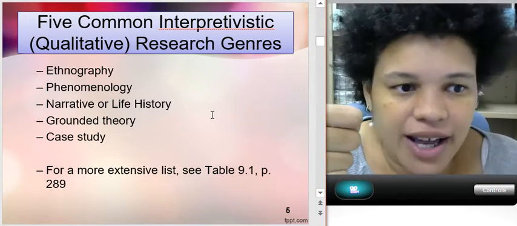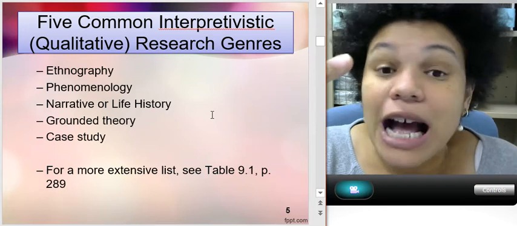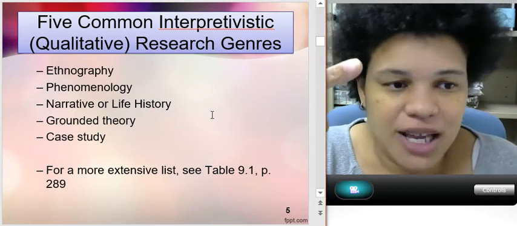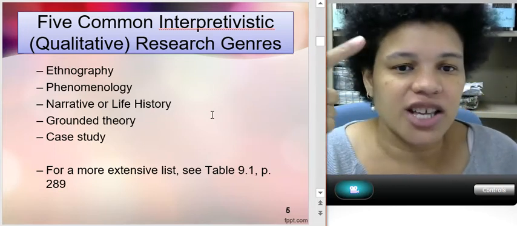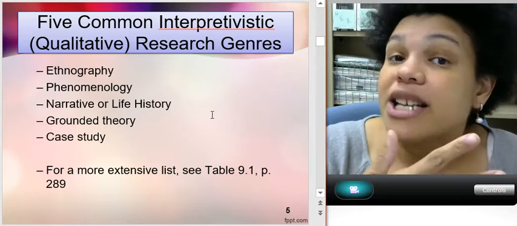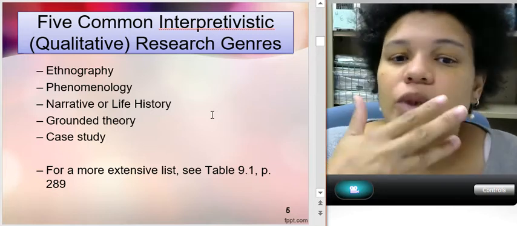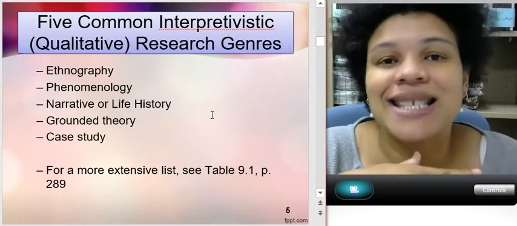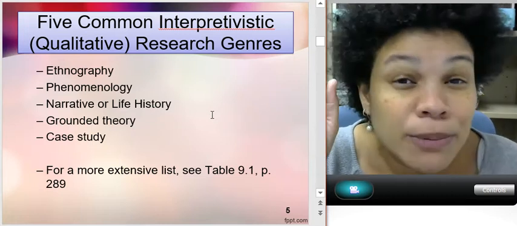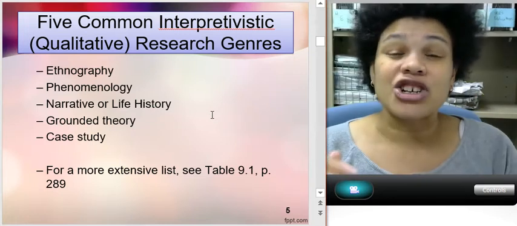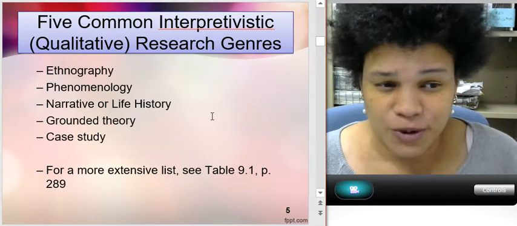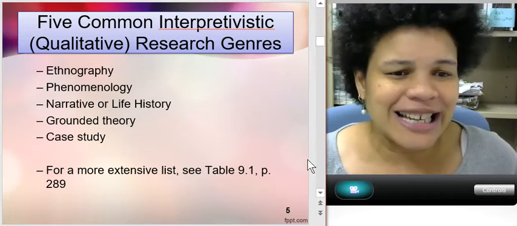Ethnography, okay, comes from anthropology. Phenomenology, what I just mentioned as being very popular in education research. Narrative or life history, grounded theory, and case study. Now, case study, some people would argue that it's not an interpretivistic research genre, but we can talk about that a little bit later.